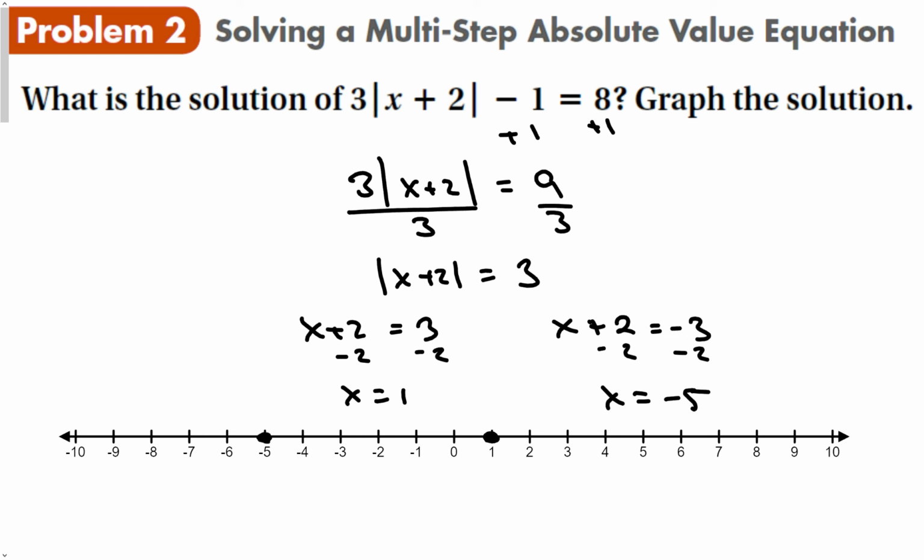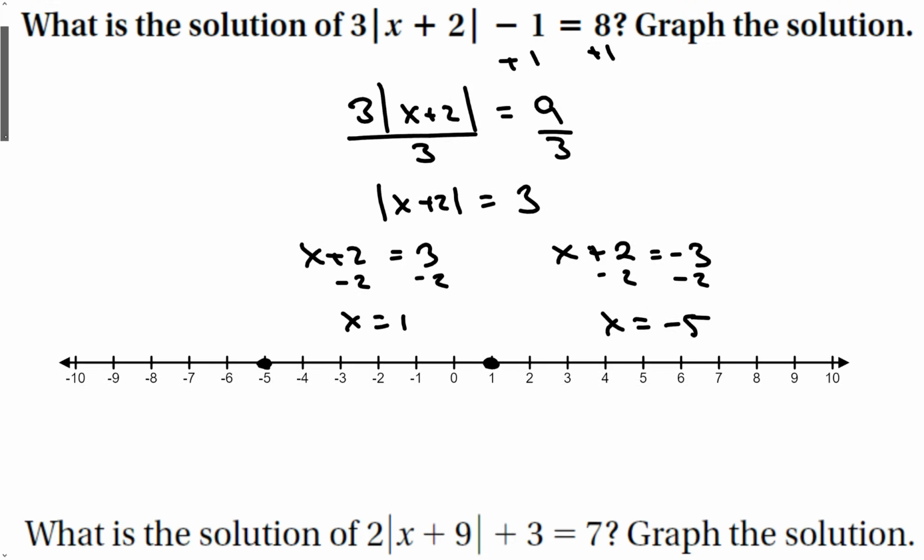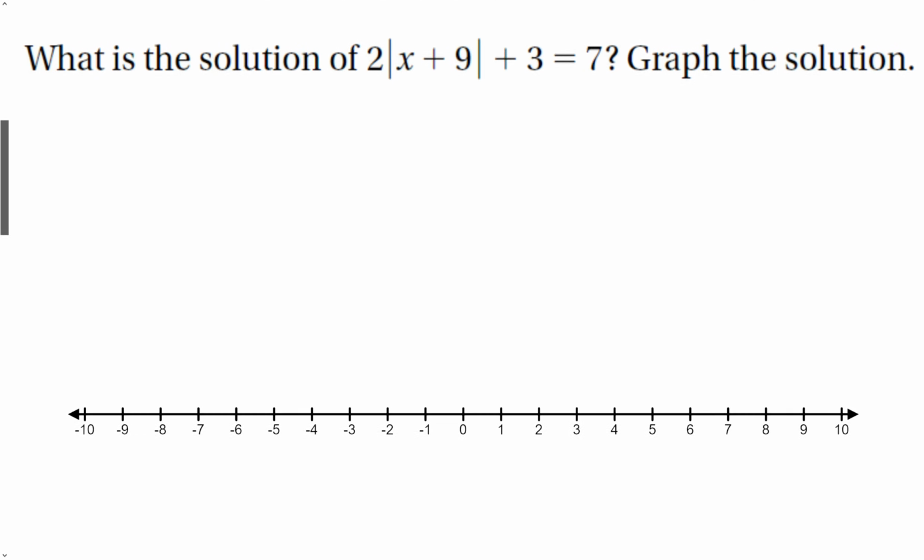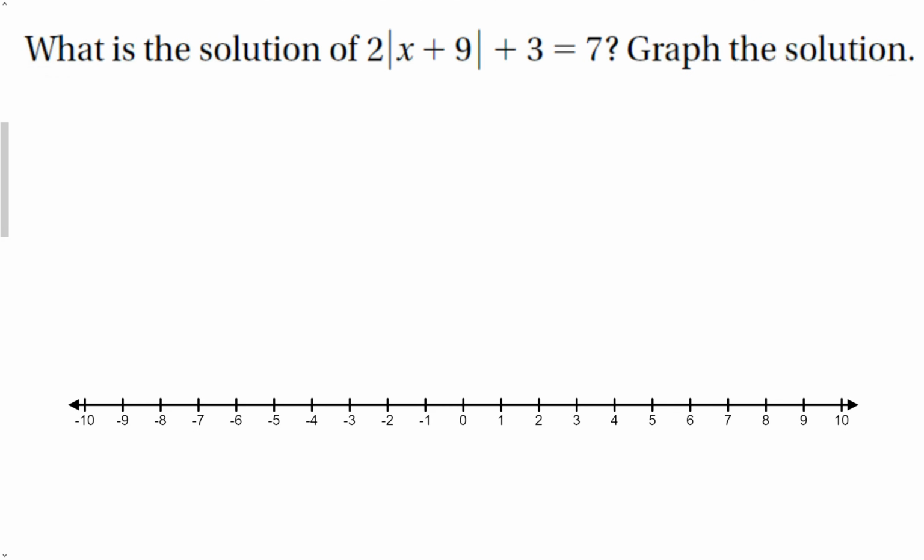So again, isolate the absolute value, get the things in the absolute value by itself first. Then split the equation into two separate cases, the positive and the negative case, then solve for x. Let's try our got it problem here. Same idea. We're going to start by subtracting the 3 from both sides. 2 times the absolute value of x plus 9 is equal to 4. Divide out the 2.